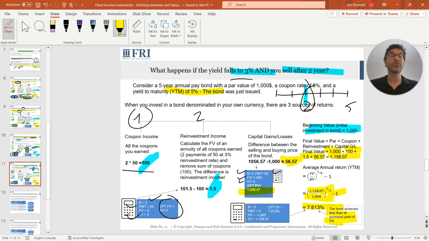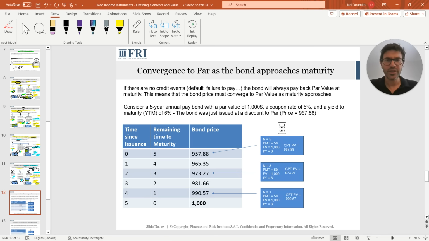Why? Because you did not respect the 3 conditions, but it turned out favorably here because you sold the bond with capital gains. Be ready on the exam to calculate the annual return achieved, to isolate reinvestment income, and to be able to understand everything that was on that slide.